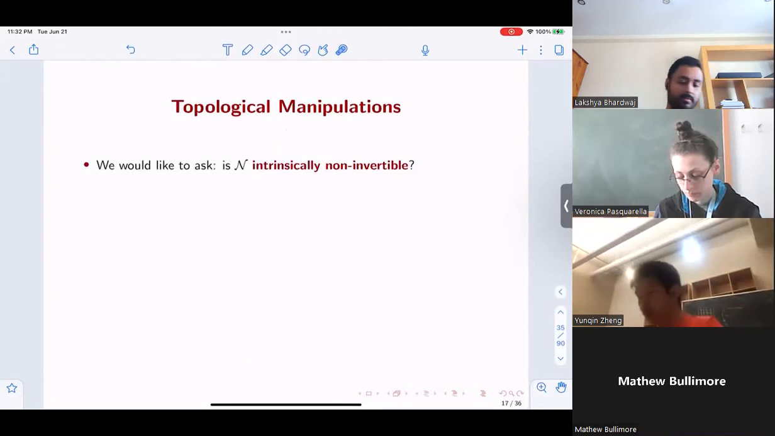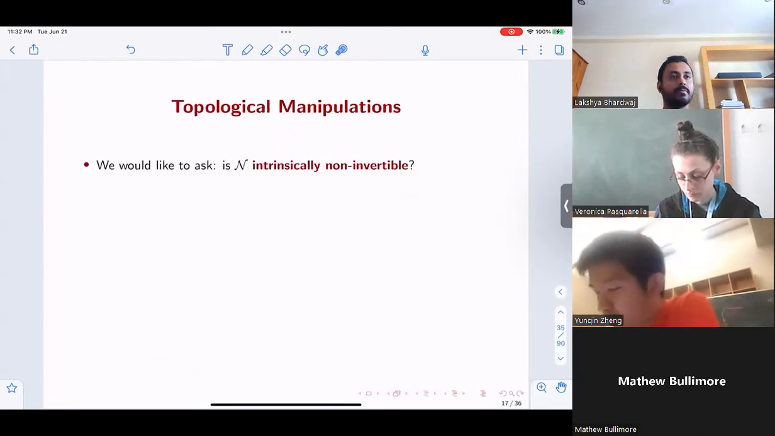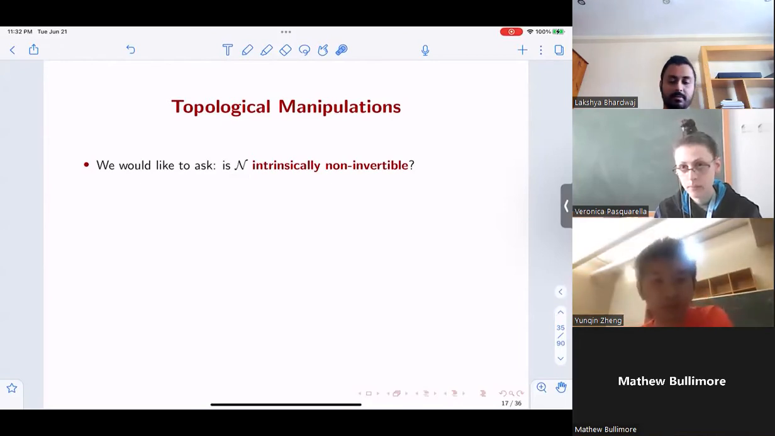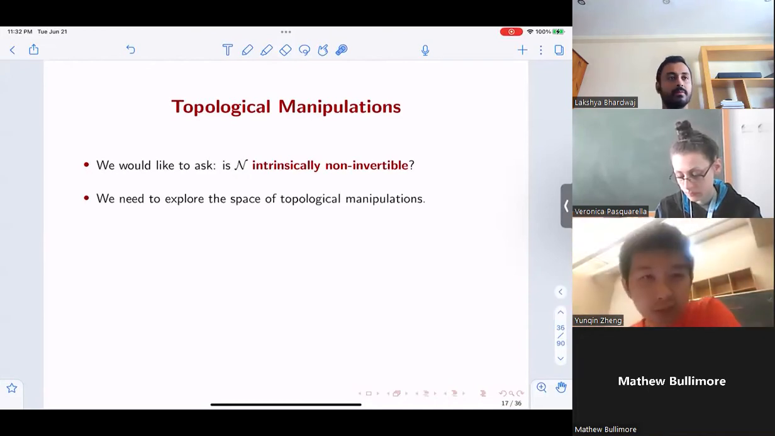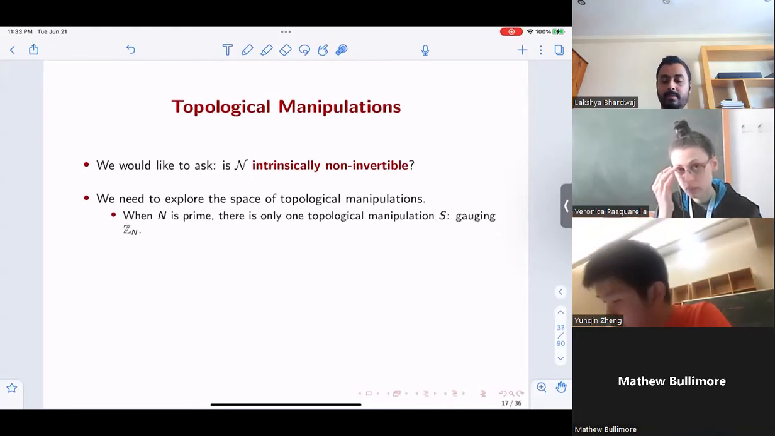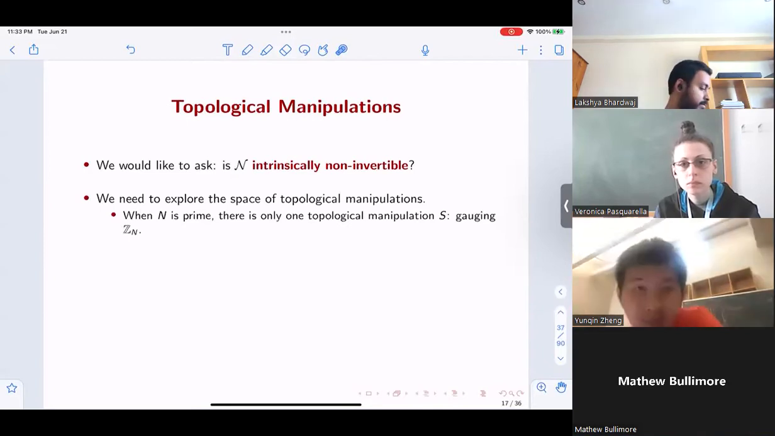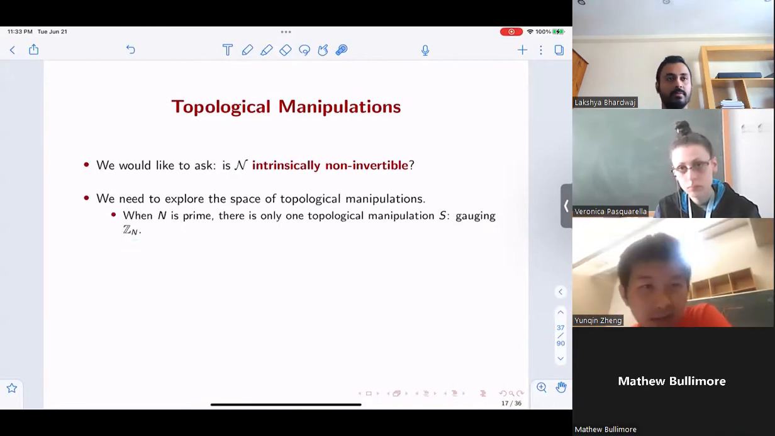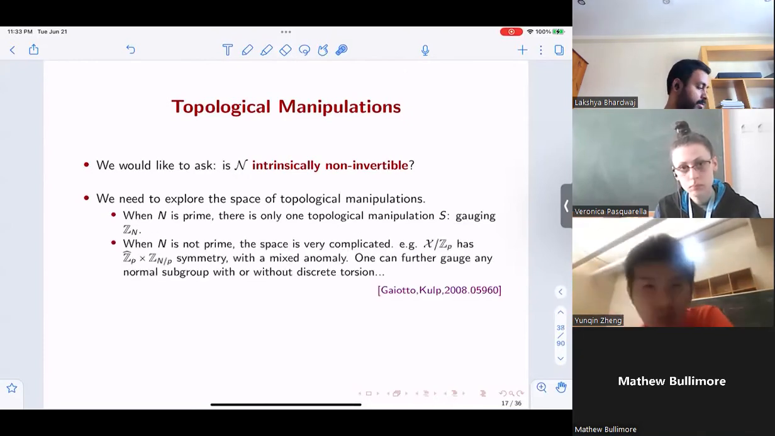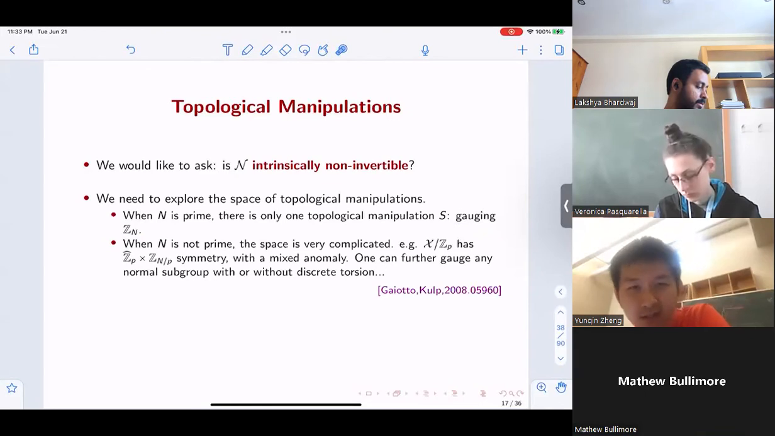Okay, so now we know that the duality defect is non-invertible, but the question is whether it is intrinsically non-invertible. In order to answer this question, we need to explore the space of topological manipulations. When n is prime, there is obviously only one topological manipulation, which is just gauging the entire symmetry Zn, because there's no subgroup of Zn. When n is not prime, the space of theories is very complicated.